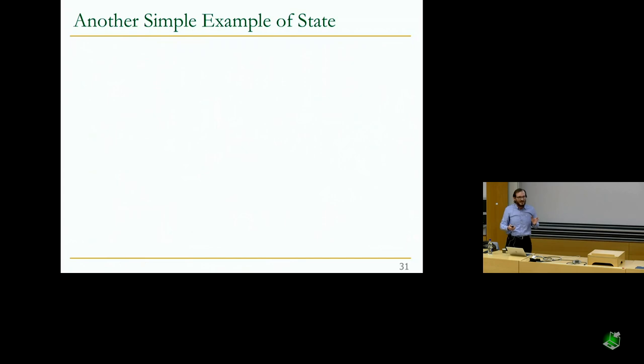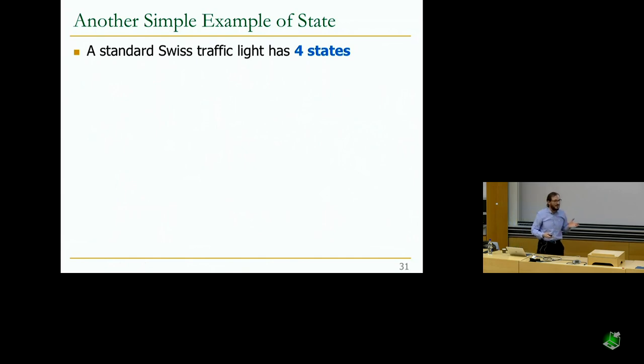Has anyone used traffic lights here? Do you drive? So that's another state machine, basically. A standard Swiss traffic light has 4 states, for example. When I used to give this lecture in Texas, I used 3 states, actually, because I think the US lights are 3 states. In fact, I made the mistake of saying there are 4 states, and people were very confused. Why are there 4 states in a Texas traffic light? Because the 4th state doesn't exist.